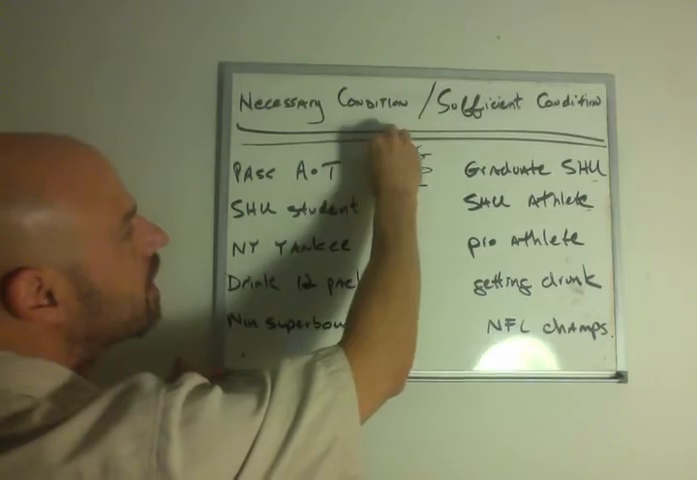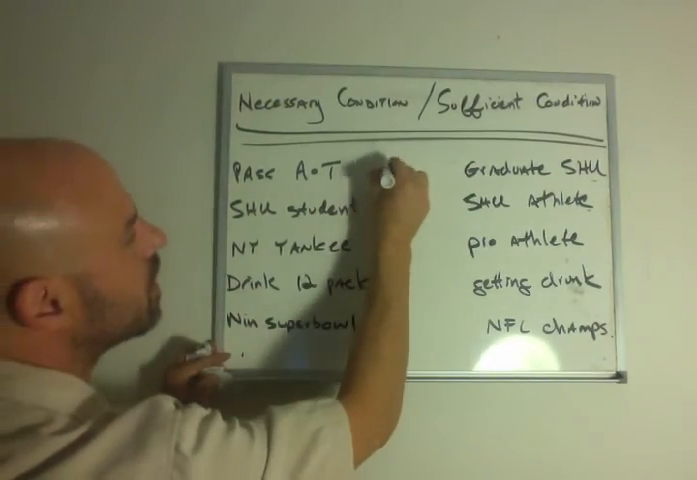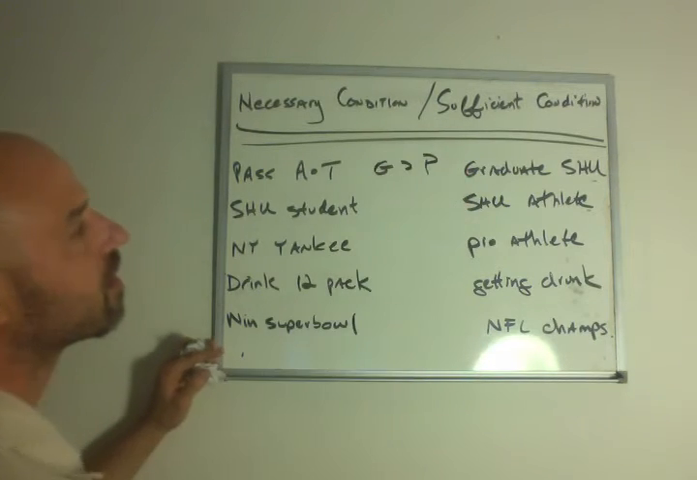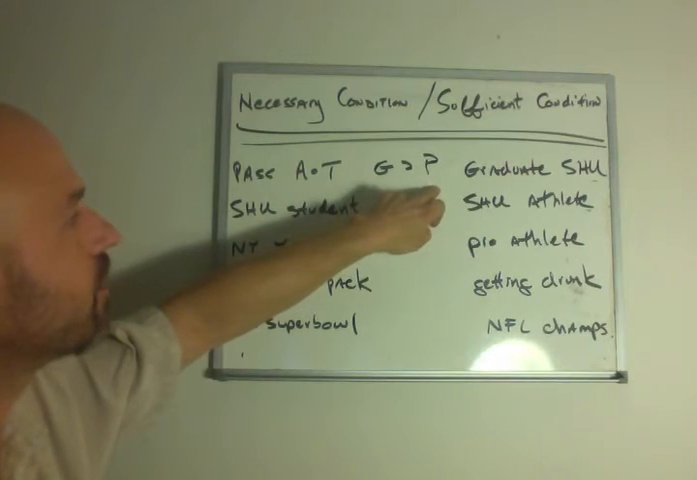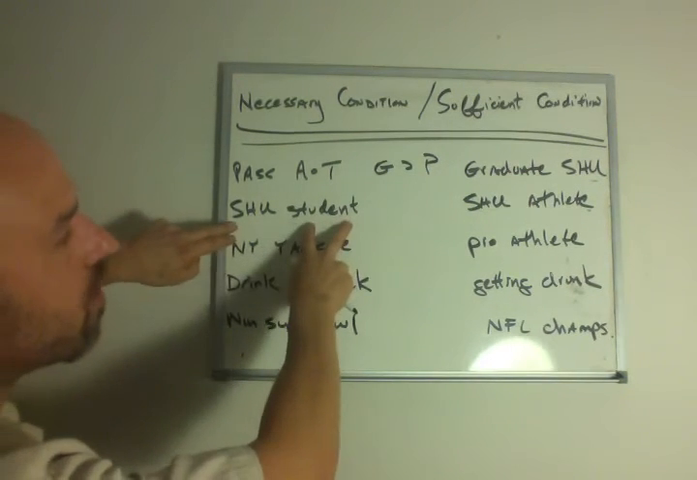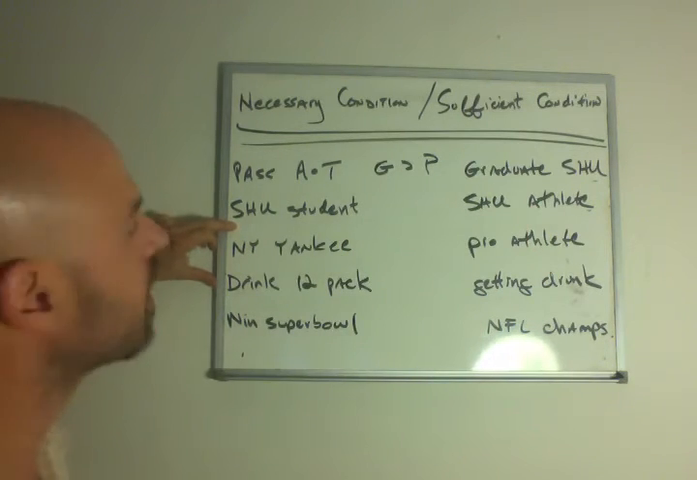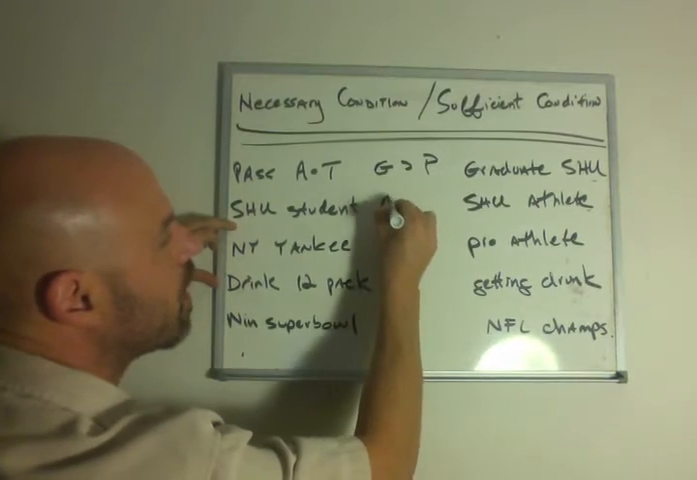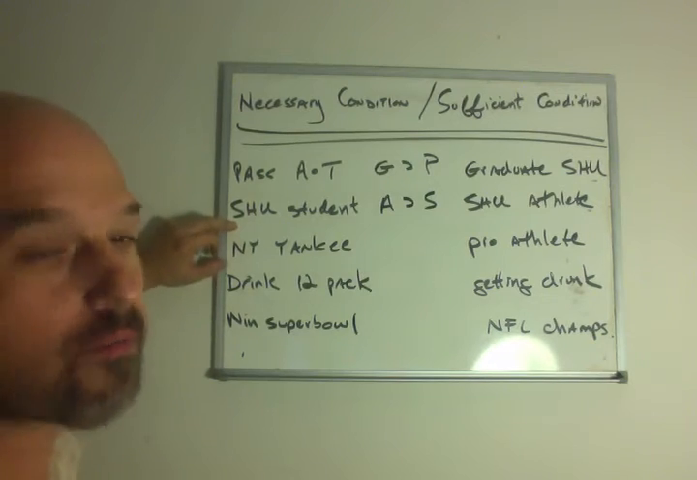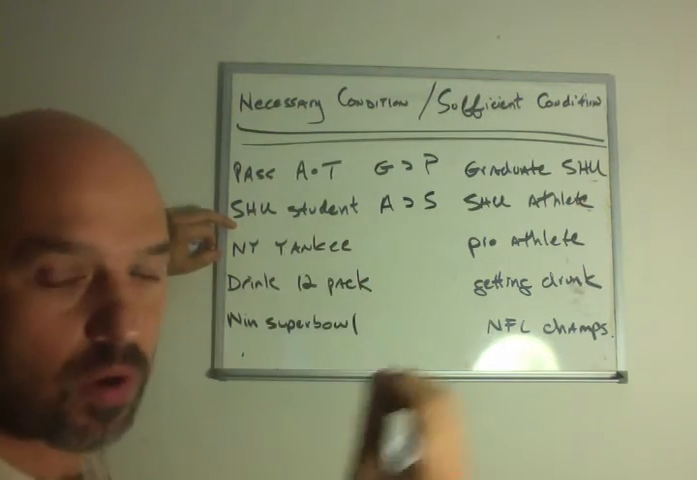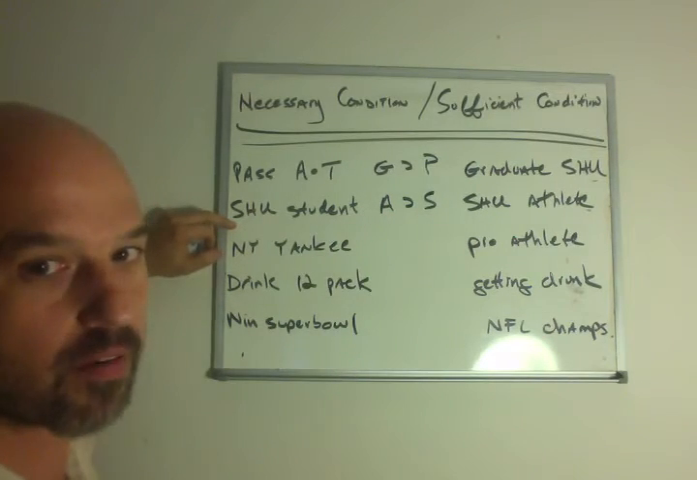So the proper translation here is exactly what we had here. G implies P. If it's true that you've graduated, it's true that you've passed. To be a Sacred Heart student is a necessary condition for being a Sacred Heart athlete. That means if one is a Sacred Heart athlete, they have to be a Sacred Heart student. If someone is a Sacred Heart athlete, you know something about them. If they are a Sacred Heart athlete, then they must be a Sacred Heart student.